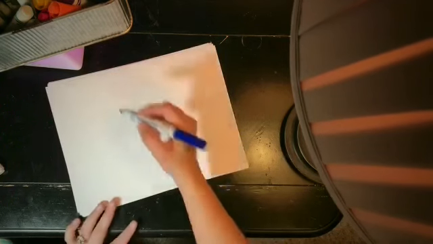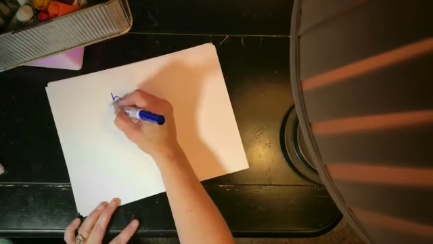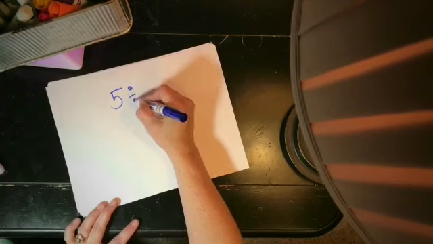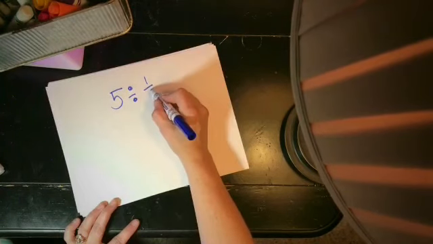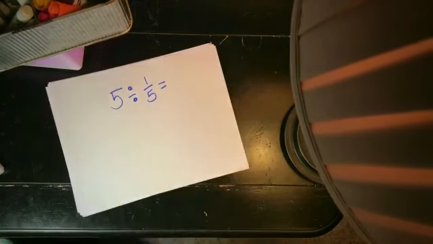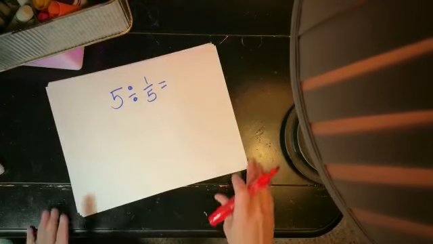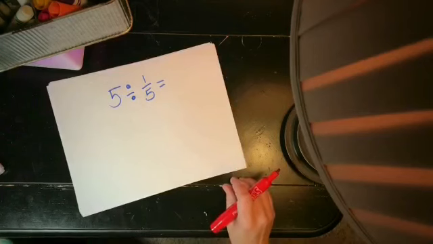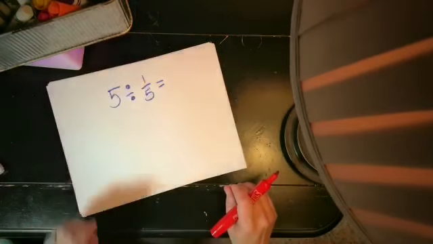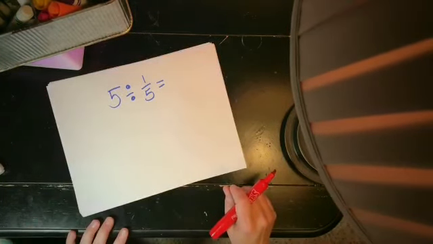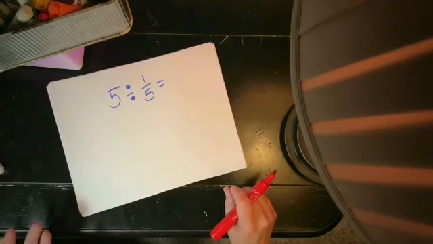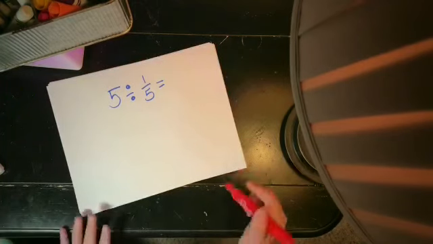Okay, let's just do one more. This time let's take 5 wholes and divide it by 1/5. So we're looking at how many 1/5 are in 5 wholes. And you should remember, hopefully, you're already thinking to yourself, how many do I need to draw? So we need to look at our 5 wholes because it's the 5 wholes that we're splitting up.